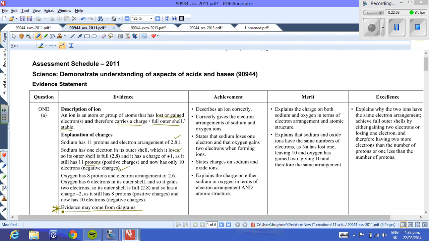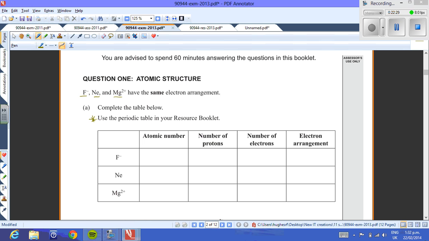And then you can read yourselves what the difference is for achieved, merit or excellence. But for excellence, you essentially must be very comprehensive and cover almost everything which is in the sample answer there. Now we'll move on. That took me a little bit more time than I thought it would, just because I'm stopping and starting. If I look at the question in 2013, let's just see how similar it was.